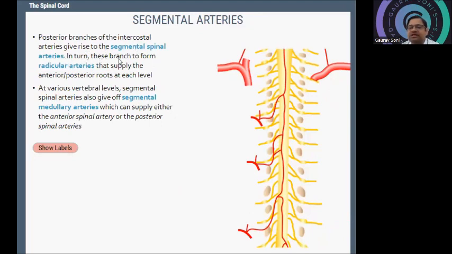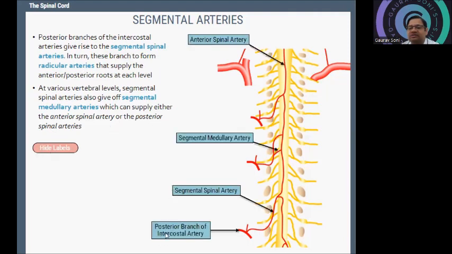In turn, these branches form radicular arteries. You can see the radicular artery that supplies the anterior and posterior root of each of them. At the various vertebral levels, segmental arteries also give off segmental medullary arteries, which can supply either the anterior spinal artery or the posterior spinal artery.